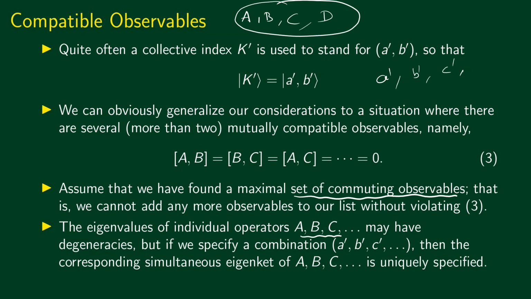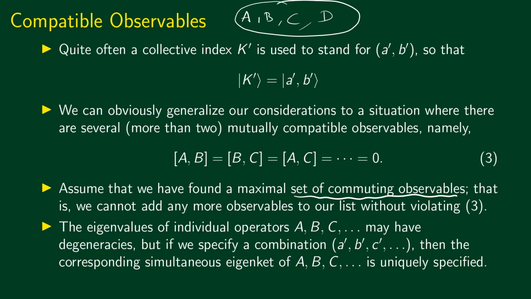Okay, so this is how we uniquely specify a state, or an eigenket. We uniquely specify the eigenket of a set of commuting observables by a combination of the eigenvalues of all these operators. So we are just using these eigenvalues to label the ket.